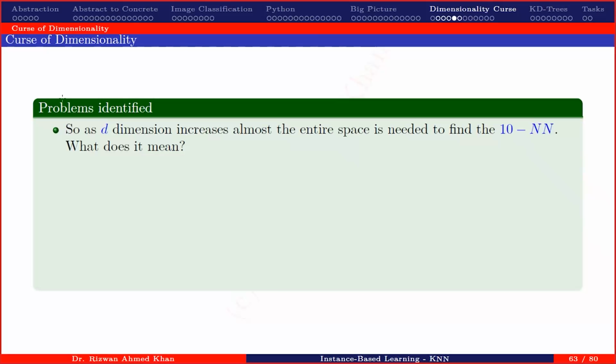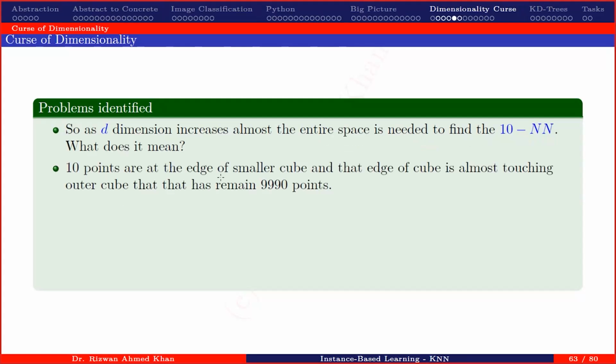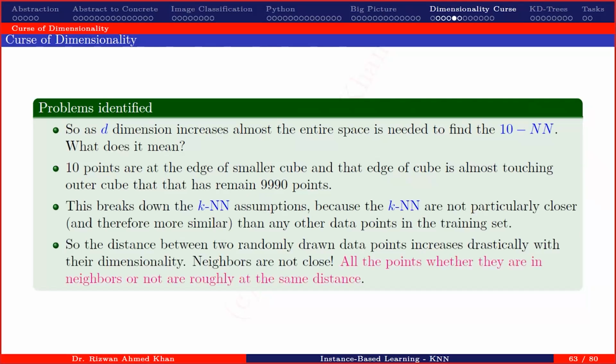So what problems do we identify? That as the dimension increases, almost the entire space is needed to find the 10 nearest neighbors. What does it mean? 10 points are at the edges of a smaller cube, and the edge of the cube is almost touching the outer one. And the rest of the 9,990 points are at the edges, right? So everything is squeezed between a small box and the big box.